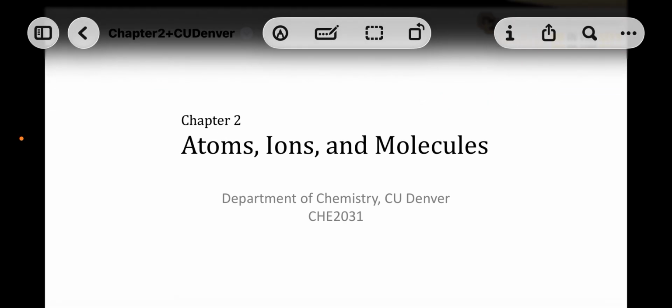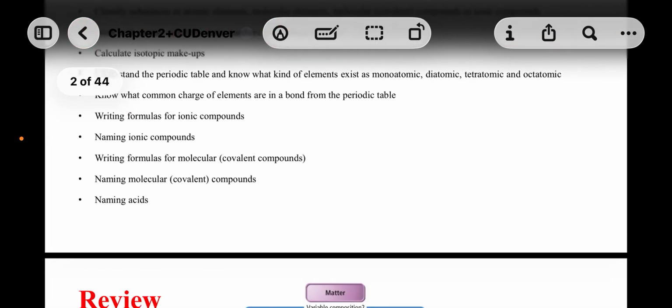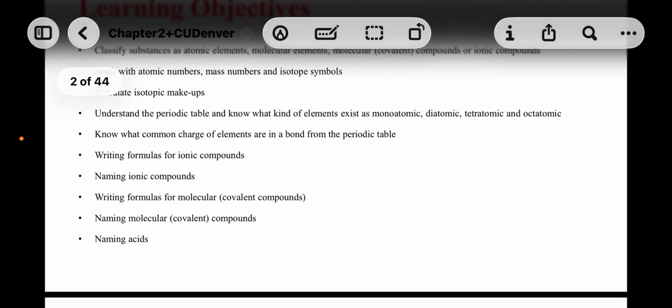Welcome everyone. Today we're covering the foundational ideas from Chapter 2, Atoms, Ions, and Molecules. By the end of this lesson, you should be able to classify different types of substances, understand atomic structure, work with isotope notation, calculate average atomic mass, and distinguish between ionic and covalent compounds.